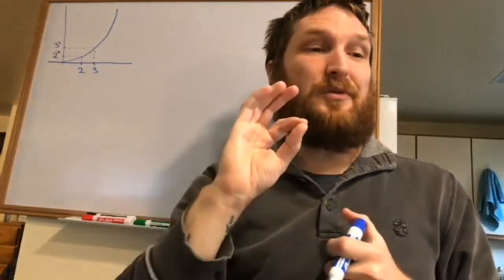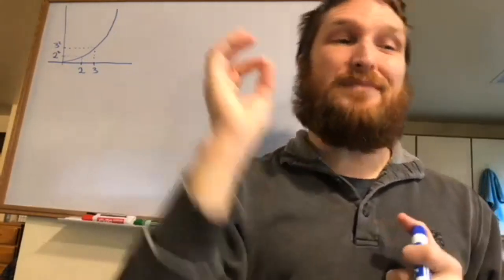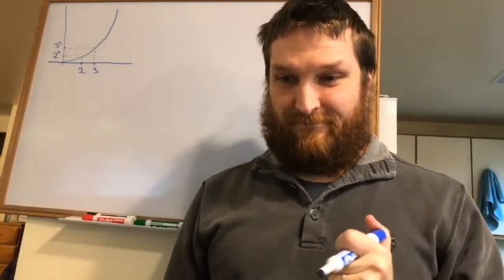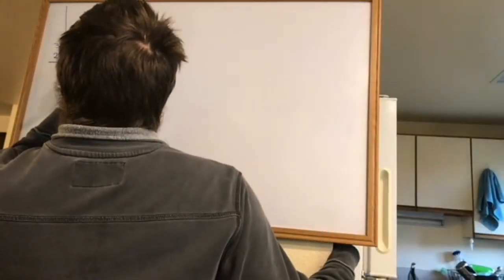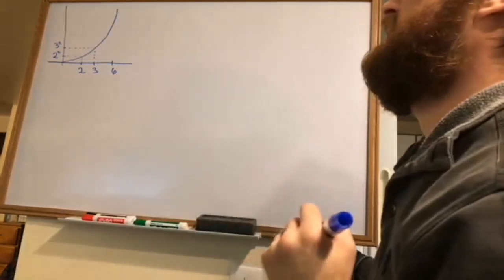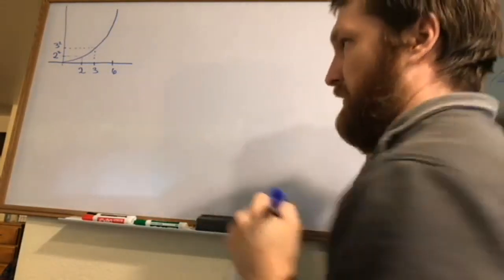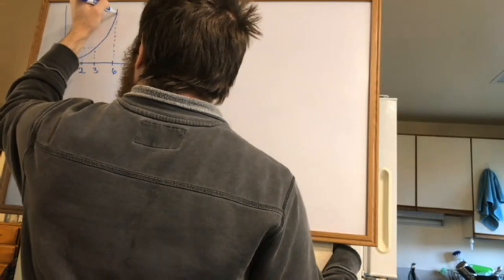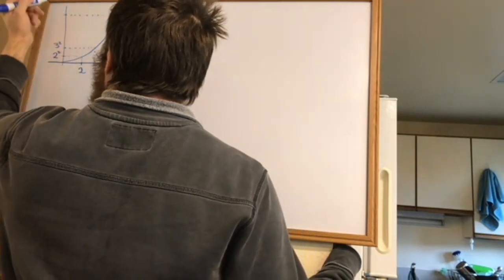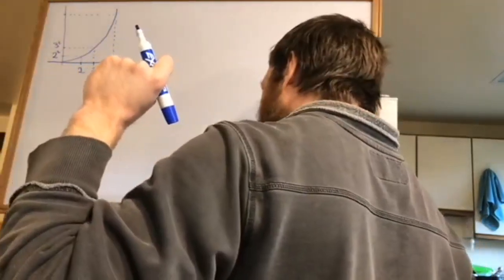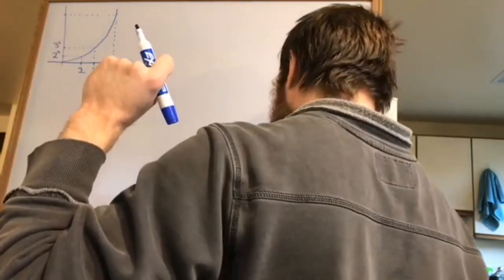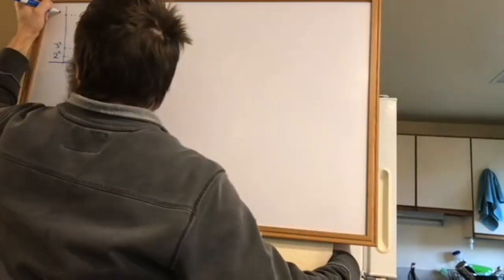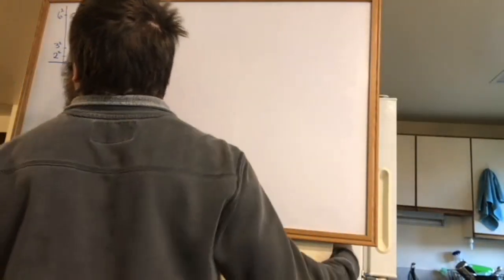Okay, now I want an actual number. What is 2 times 3? 6. Okay, so if I take a 6 and square it, I get what? 36. Yep, and I'm going to write that as 6 squared.